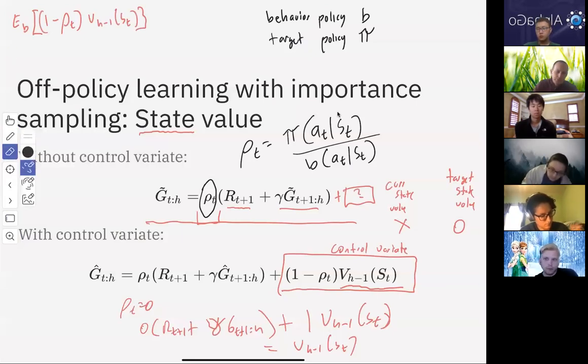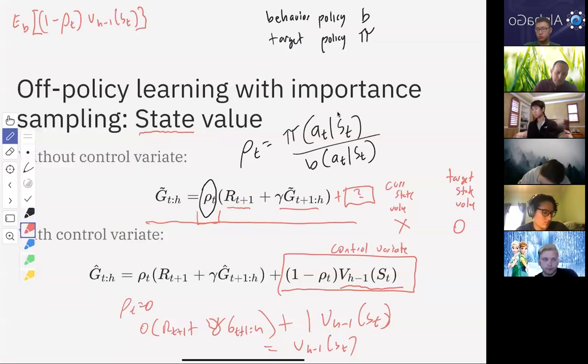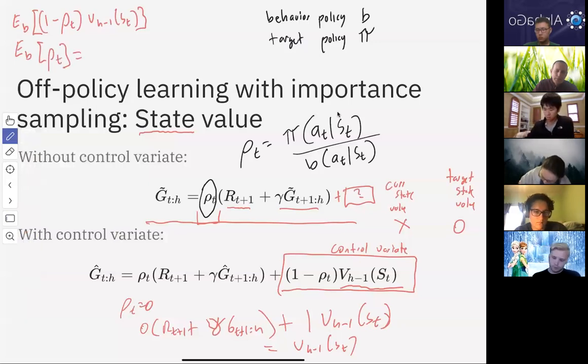We know that the expected value of rho sub t equals 1. That was shown, I think it was an exercise maybe, a chapter or two back, which kind of makes sense if you think about the fact that if, let's say, rho is very large, that means we have a large pi and a small b. Somewhere else, there must be a large b to account for that.